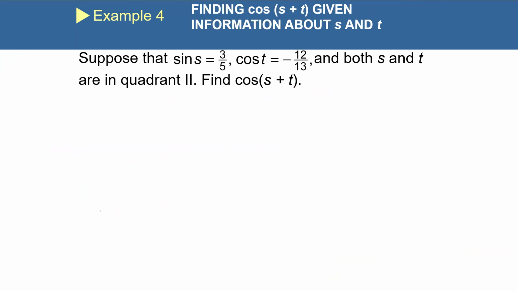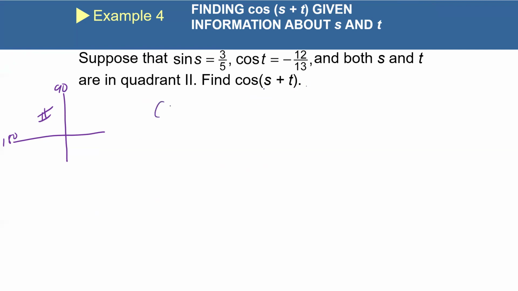Suppose that the sine of S equals 3/5 and cosine of T equals -12/13, and both S and T are in quadrant 2. Find cosine of S plus T. So the angle takes place in quadrant 2, which means that our angle value has to be between 90 and 180 because it takes place in quadrant 2. Oh, I have to put my chart there.